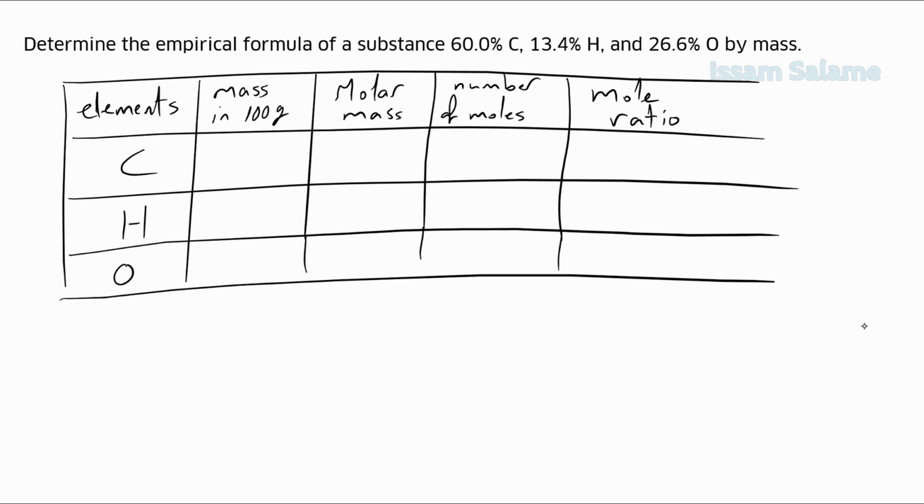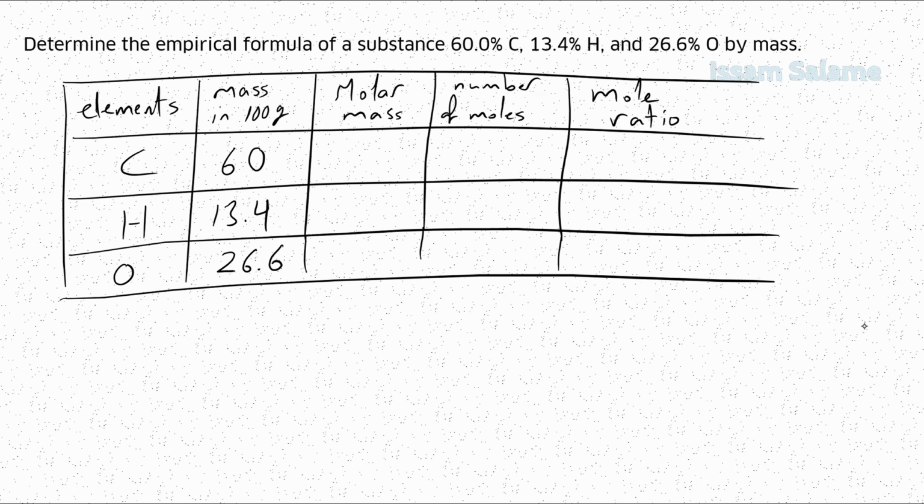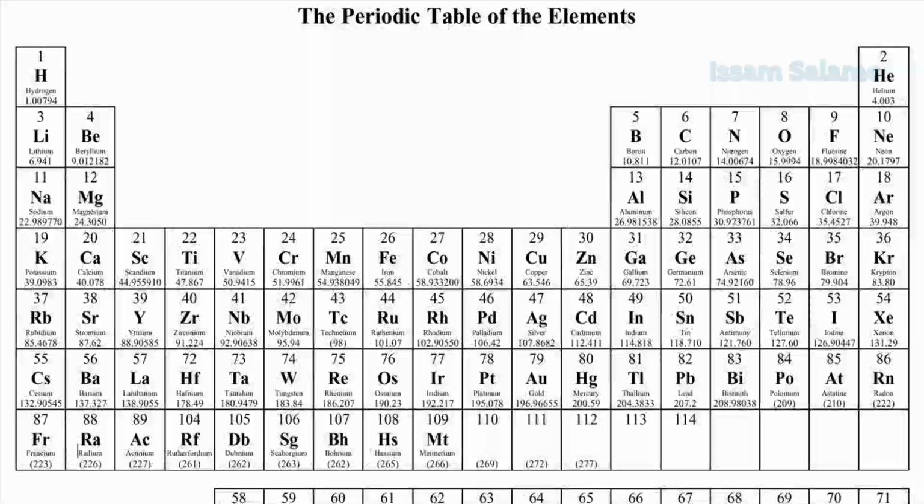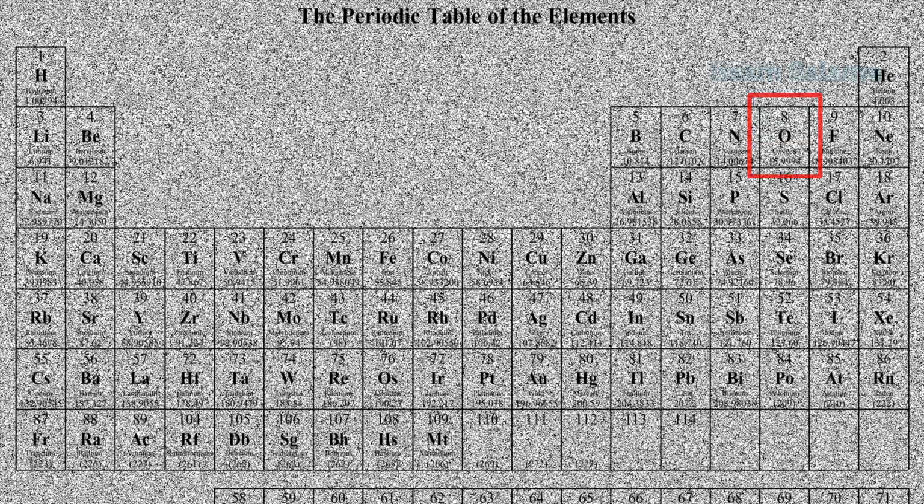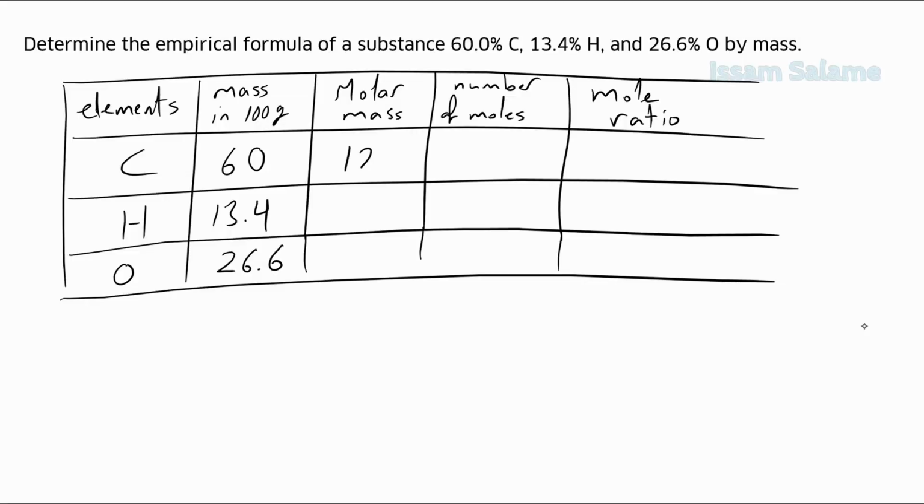The percentage of carbon is 60, while the percentage of hydrogen is 13.4, and the percentage of oxygen is 26.6. Then we find their molar mass from the periodic table. The molar mass of carbon to the nearest tenth is 12. The molar mass of hydrogen to the nearest tenth is 1. The molar mass of oxygen to the nearest tenth is 16. We list them in our table.